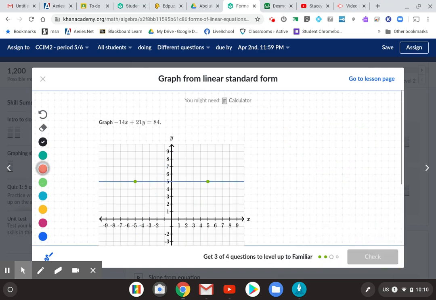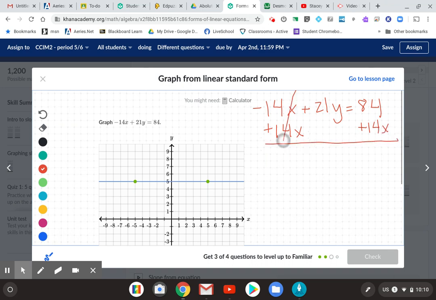Ooh, bigger numbers now. So we're going to write it. 14x plus 21y equals 84. And I do know these can all be divided by 7, so this is going to be a little bit easier. So we're going to add 14, move the x to the other side. And there's always more than one way to do this, but this is the method I think is the easiest. And you guys all know I like to do the easiest one I can, and then I stay consistent to it with you guys.